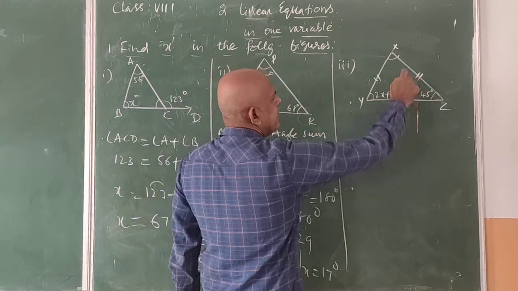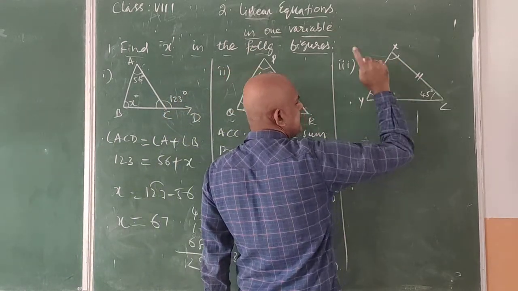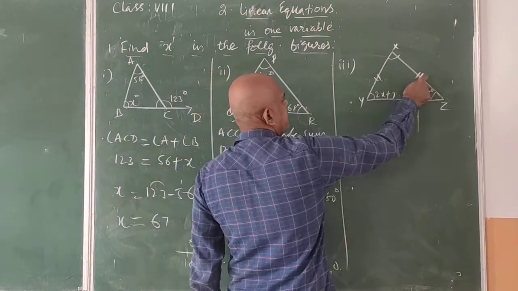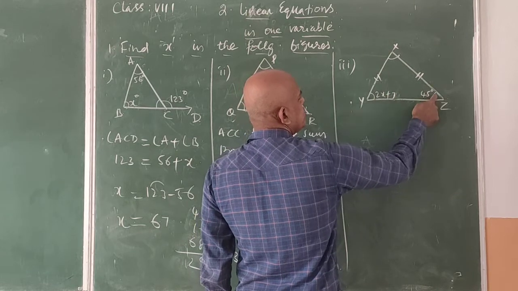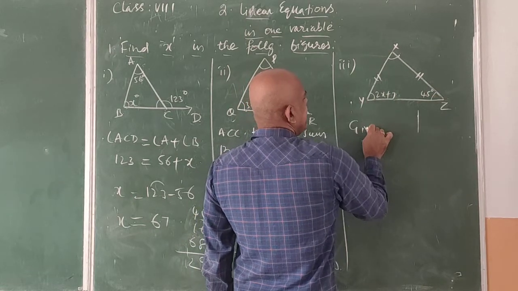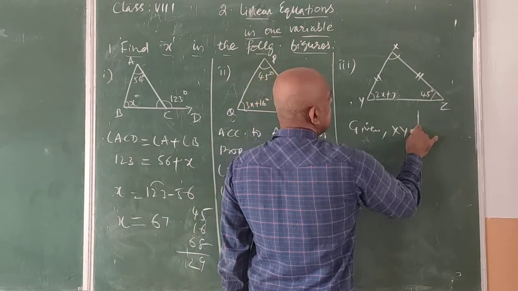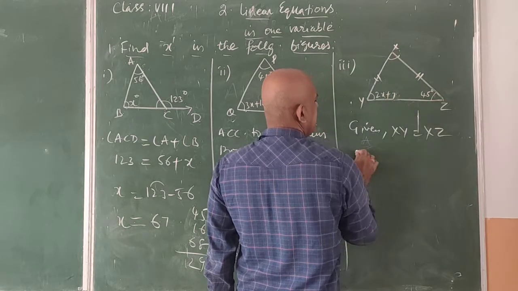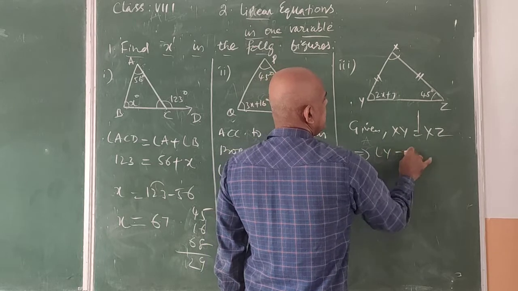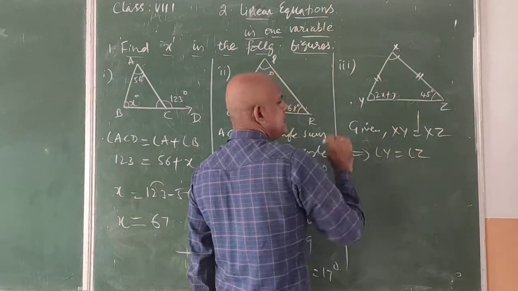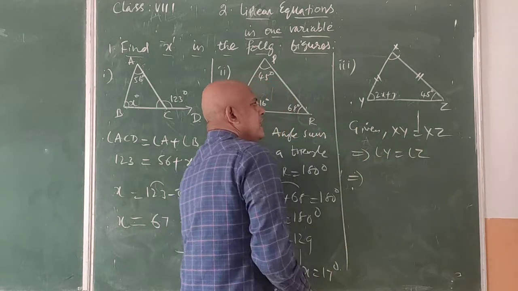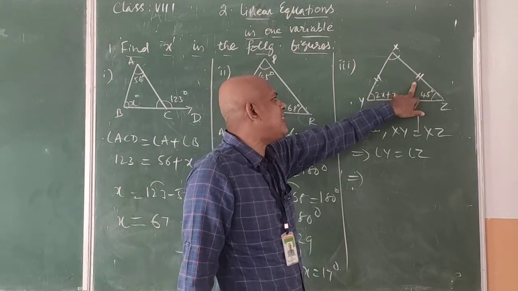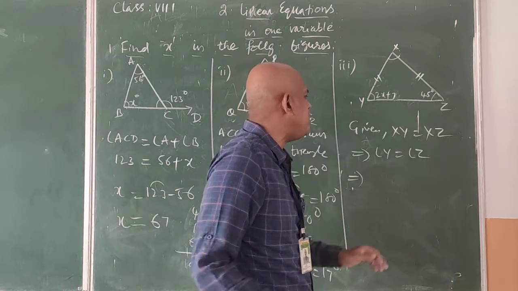Here, as I said, when two sides of a triangle are equal, it is an isosceles triangle. According to the isosceles triangle property, when two sides are equal, the angles opposite to them are equal. Here it is given XY is equal to XZ. When XY is equal to XZ, then the opposite angles are equal, which implies angle Y is equal to angle Z.